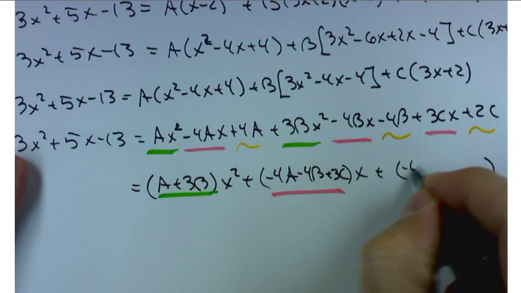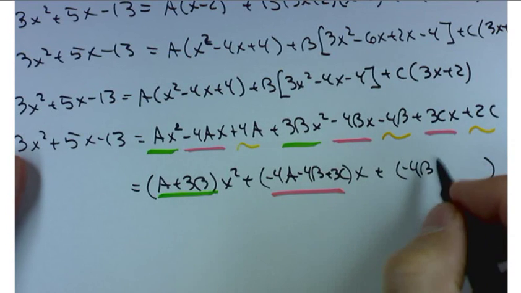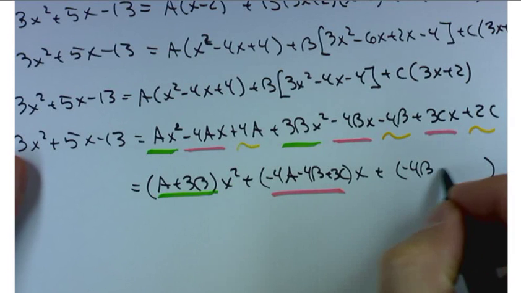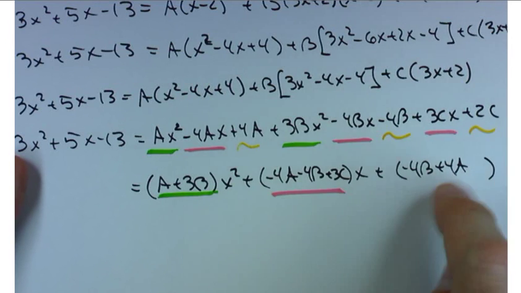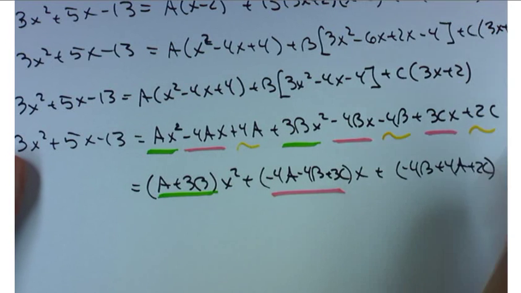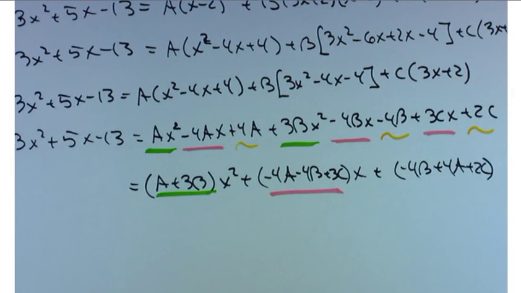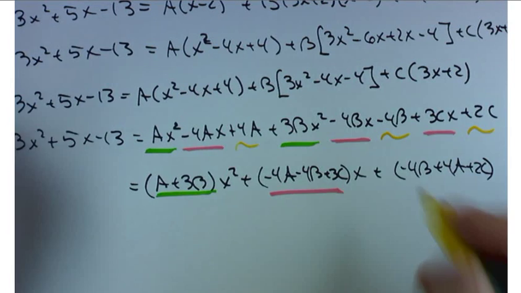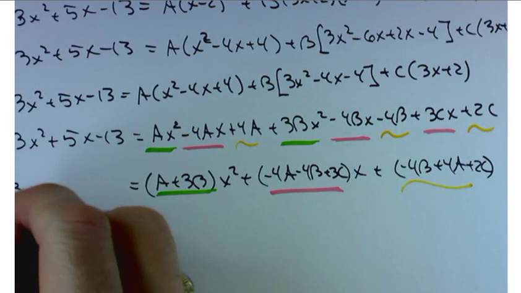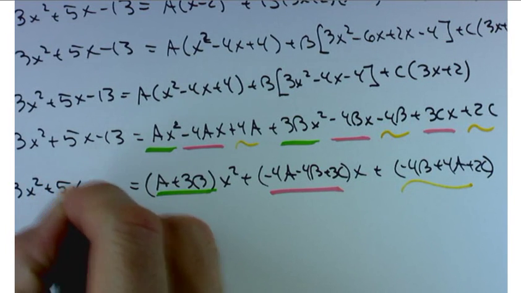So negative 4b, excuse me, negative 4a. Now, how about positive 4a? All right. 4a minus 4b plus 2c. And I probably should have written it in a different order, but oh well. Those are your constant terms. There. 3x squared plus 5x minus 13.